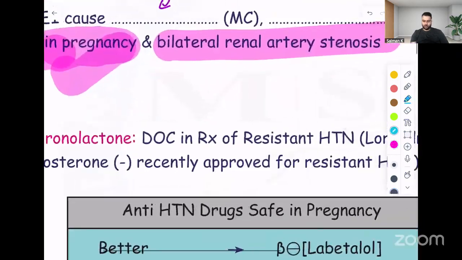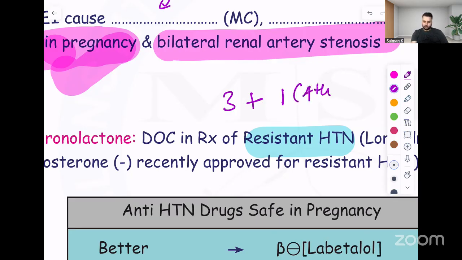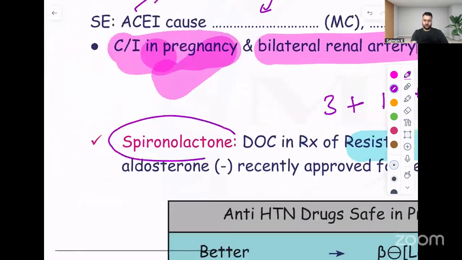Last is spironolactone. This drug is used for resistant hypertension. Now, what is resistant hypertension? When 3 drugs are not enough to control the BP, a fourth drug is added. What is this fourth drug to be added? Spironolactone. That is called resistant hypertension.